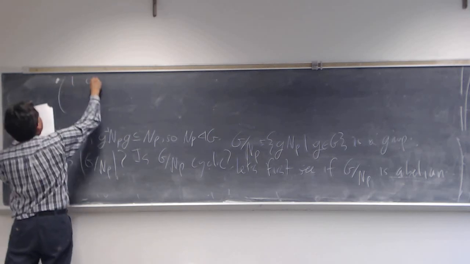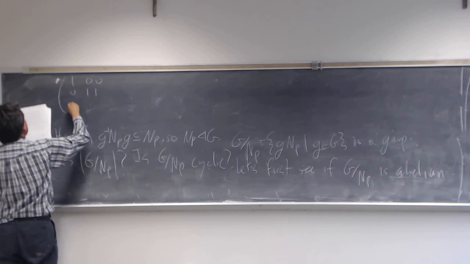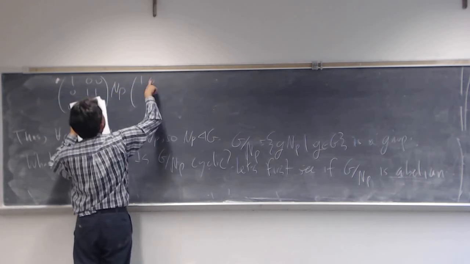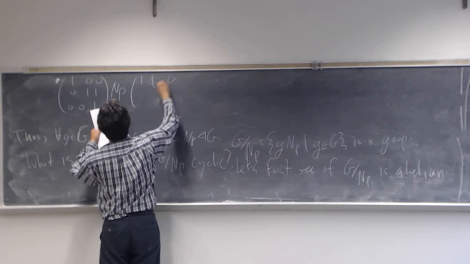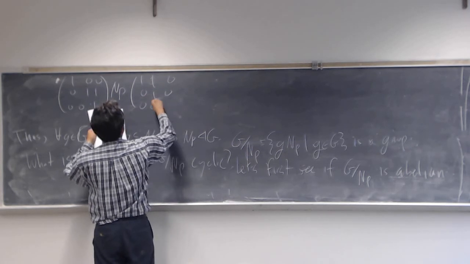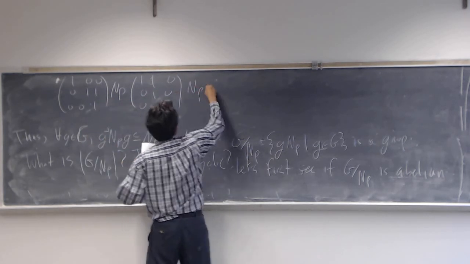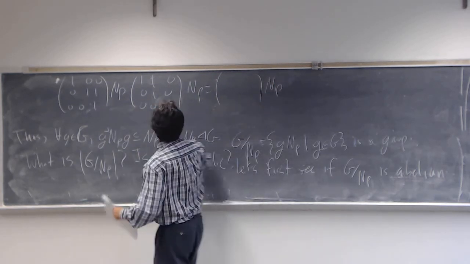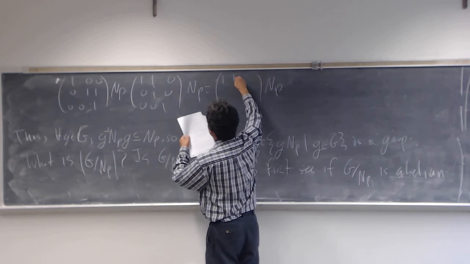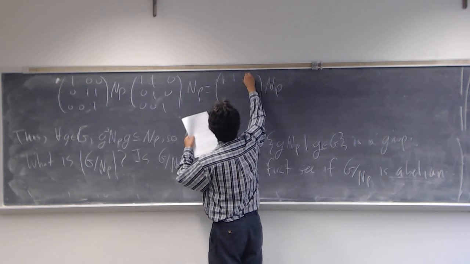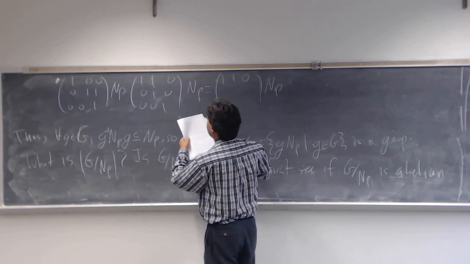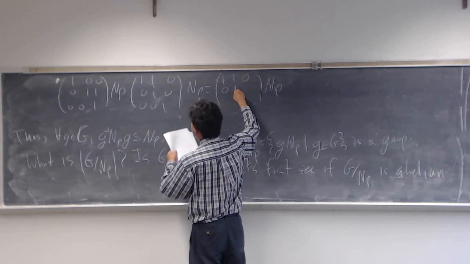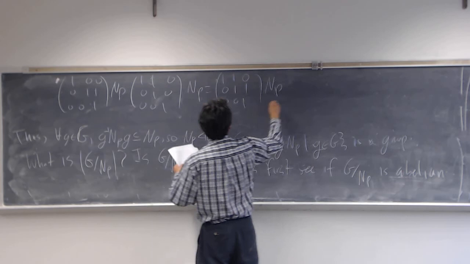So let me first look at multiplying these two cosets. And again, the way you multiply cosets, you would multiply these two representatives, and we end up with 1, 1, 0, and then we'd end up with 0, 1, 1, 0, 0.